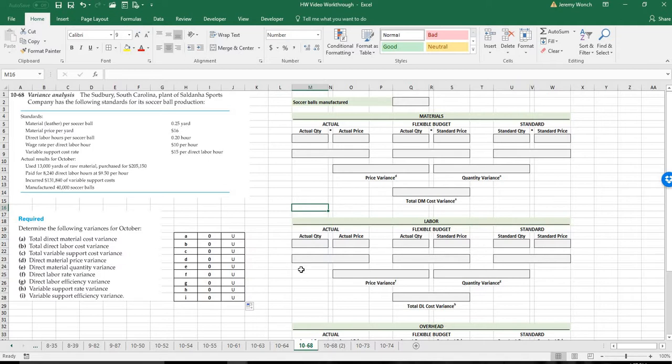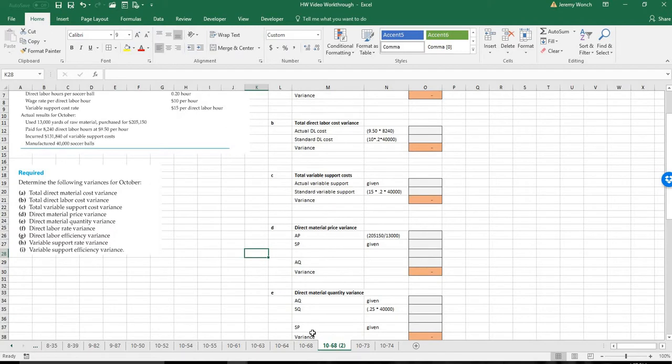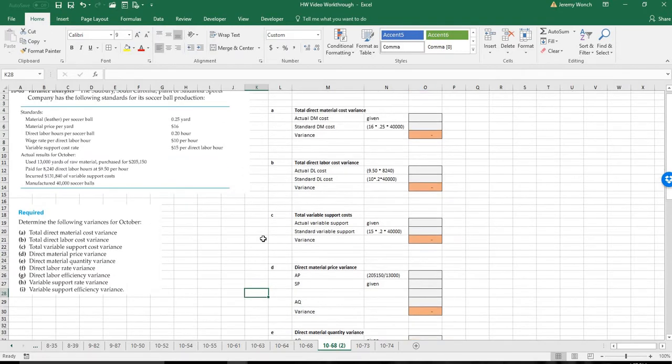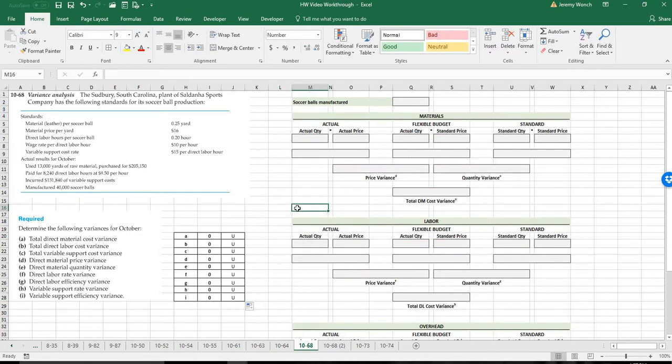Formulas are great. In fact, on the second tab that you guys have, I have the exact same problem set up with just simple equations. You can plug in the numbers. So if you like that method, feel free to use that. I like to take more of a visual approach, so it helps me understand where the numbers are coming from and what they really mean.